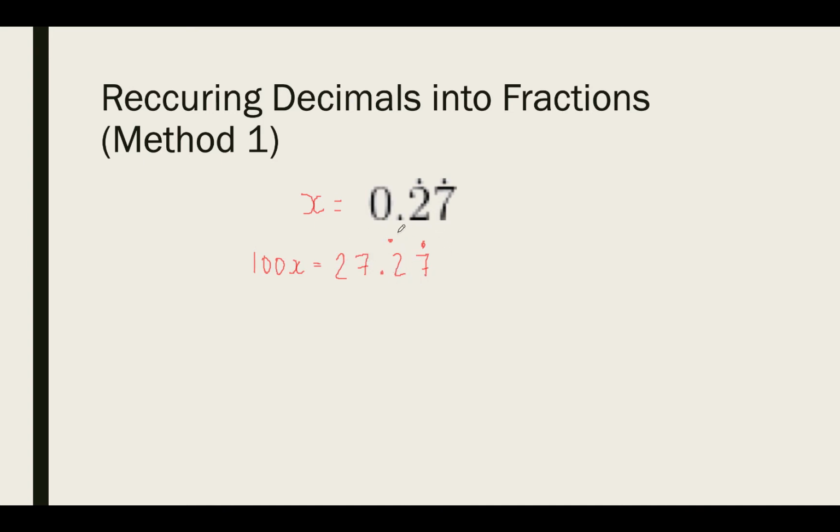And to remove these two recurring points here, we can subtract x. So 27.27 subtract 0.27 recurring, because these are both recurring, and that would leave us with 27. So we would have 99x, because we just did 100x minus x, equals 27. And if we rearrange this, we would have 27 over 99. And that is our fraction. So if you would put this into a calculator to check, put 27 divided by 99, you'd actually get 0.27 recurring.